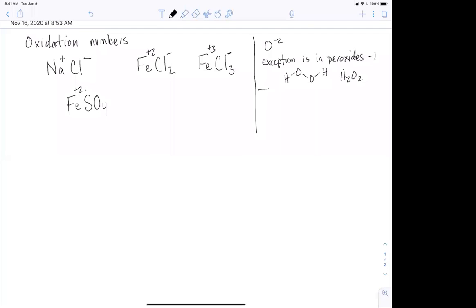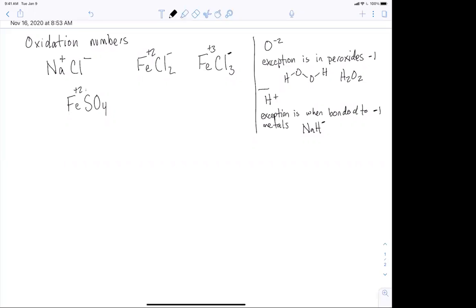And then the other thing that helps us is that hydrogen is always +1. The exception is when it's bonded to a metal. So for example, like NaH, that's not going to be +1. There it becomes -1.